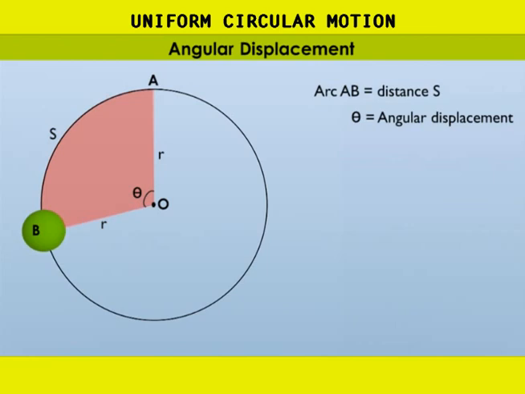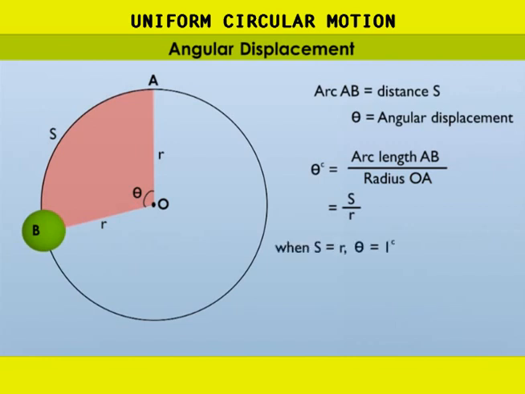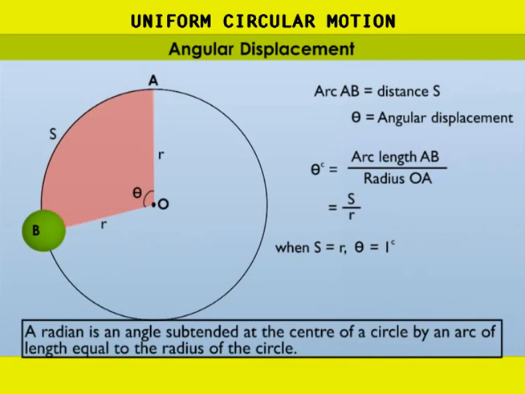In circular motion, angles are measured in radians. And this is the ratio of arc length to radius of the circle. And so theta in radians is equal to arc length AB over radius OA. That is equal to S over R. When S is equal to R, then theta is equal to 1 radian. By definition, a radian is an angle subtended at the center of a circle by an arc of length equal to the radius of the circle.